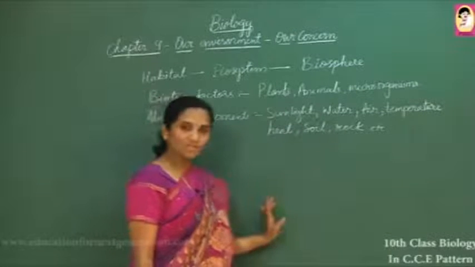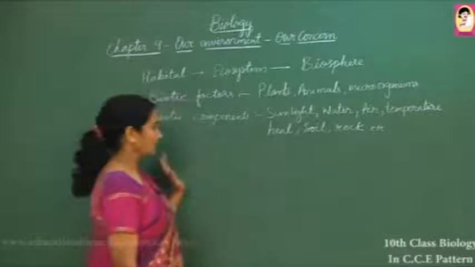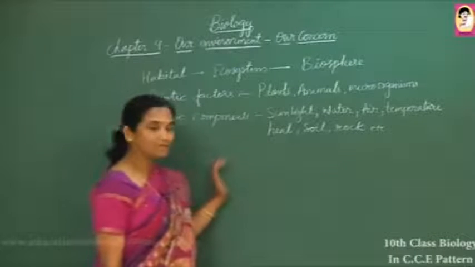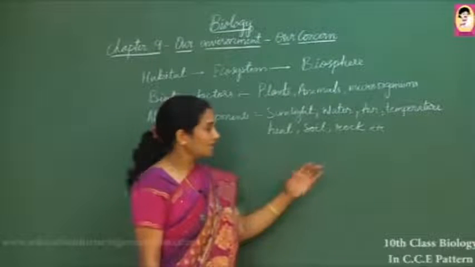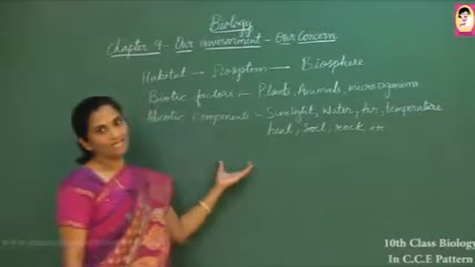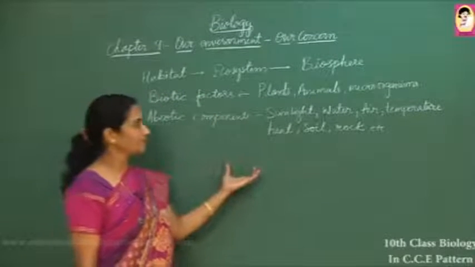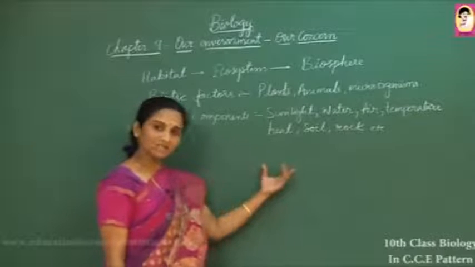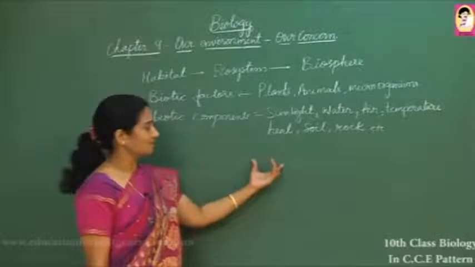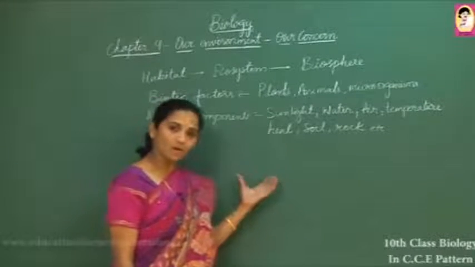So we are going to see all these relationships, how one animal depends on another animal, and how they develop a food chain and a food web. Here we can find interspecies interaction, and simultaneously intraspecies interaction also. So let us have a look at that.